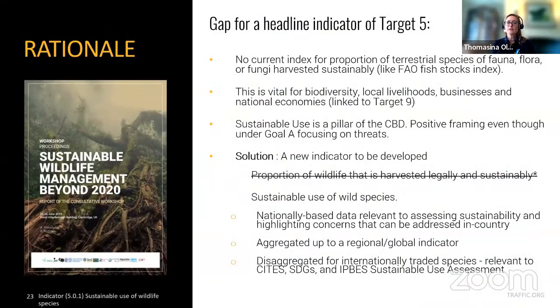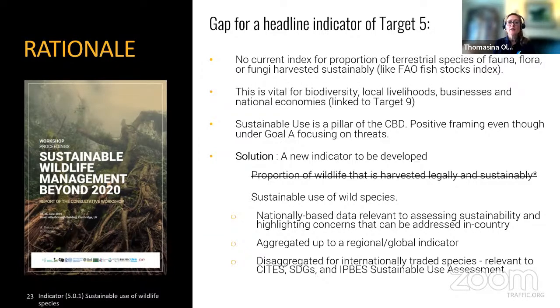So the headline for this target had initially been proposed as measuring the proportion of wildlife that is harvested legally and sustainably. There's no current index on sustainable use for terrestrial species globally, although there is a fish stocks index produced by FAO.